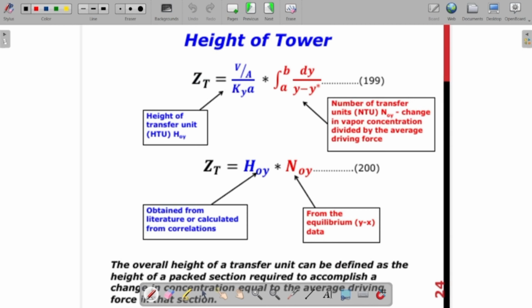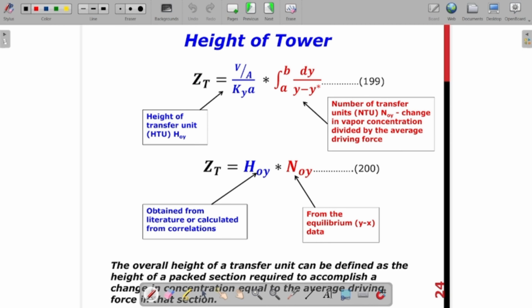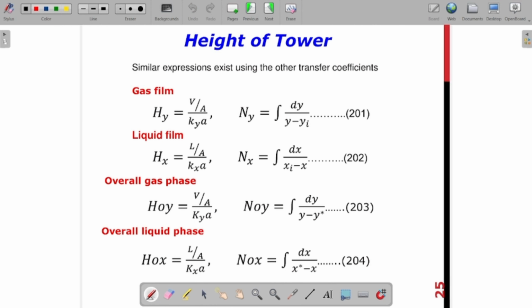And over here, as you can see, you have the height of the tower, which should be given by the height of transfer units and the number of transfer units, right? Which is this one. So the V over A, the V over A, as it is the height of the tower. So you try to obtain these two, then we multiply these two to actually get the height of the column, right?